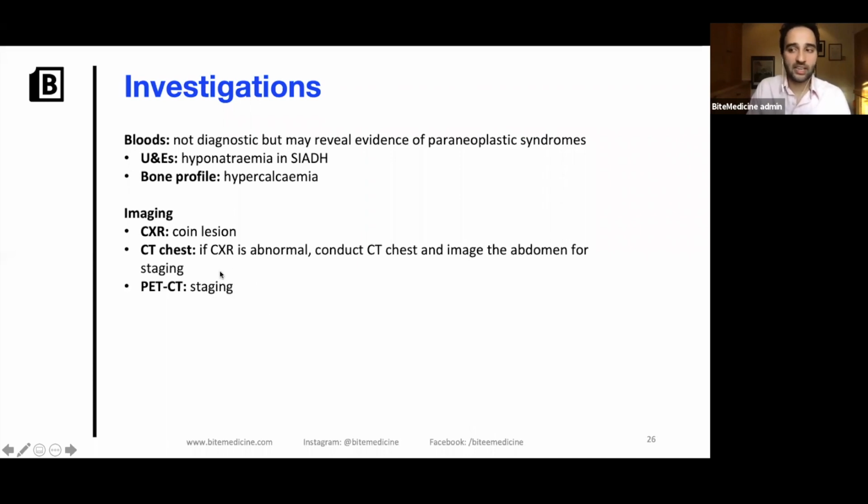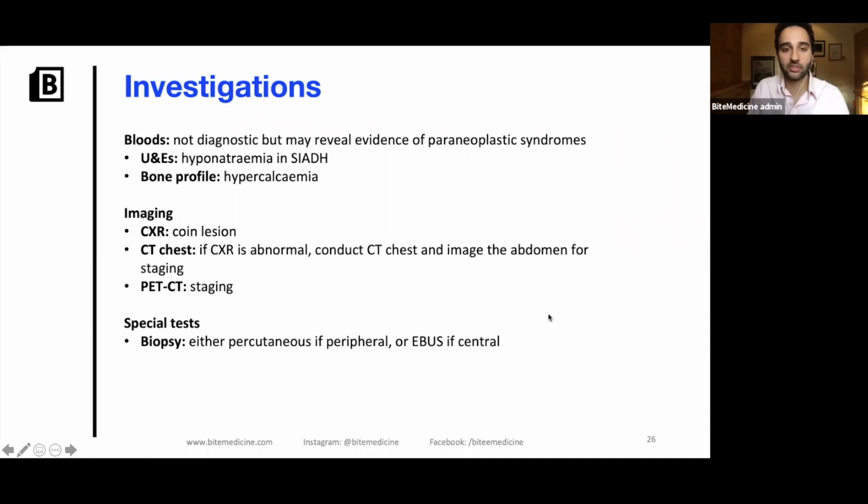PET-CT is used in staging as well, so that's your radioactive nuclear medicine scan, which picks up rapidly replicating cells, so that's really useful as well. And a few special tests, and I'm going to show you the exact pathway summary that we did for NICE as well to help you with knowing when to do each of these.